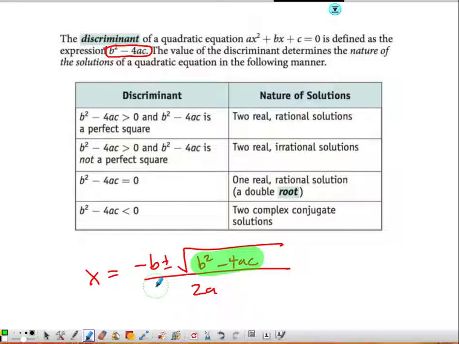There we go. That is my discriminant. It's everything underneath the square root. Simple as that.